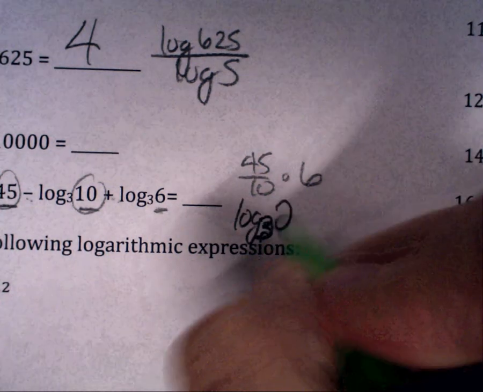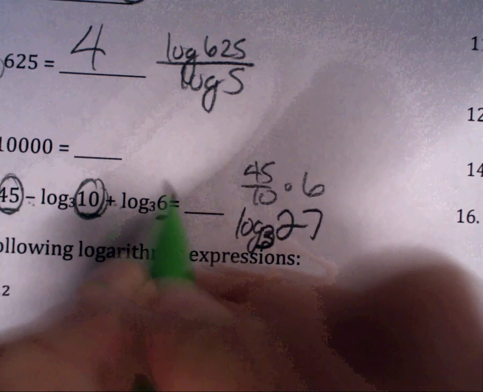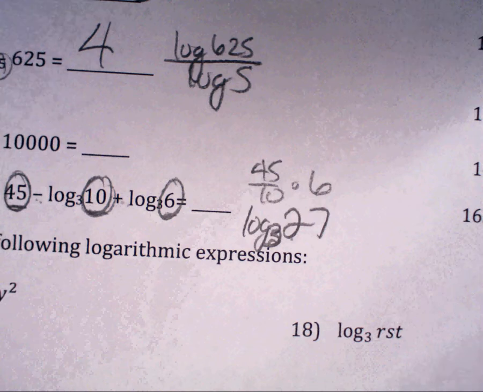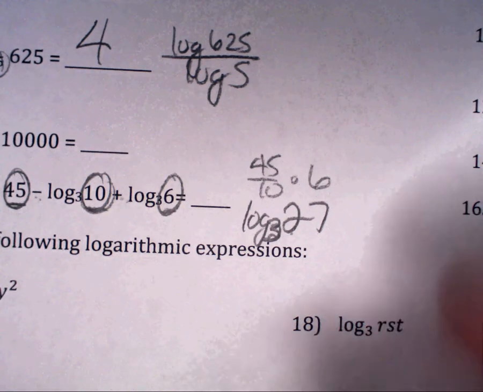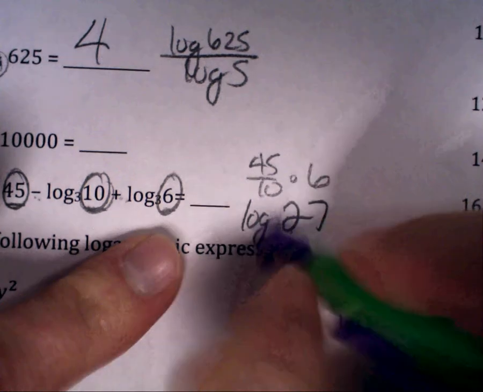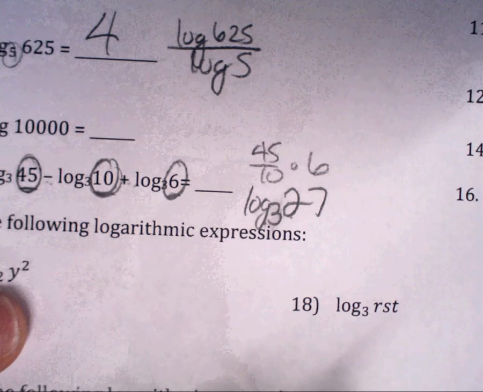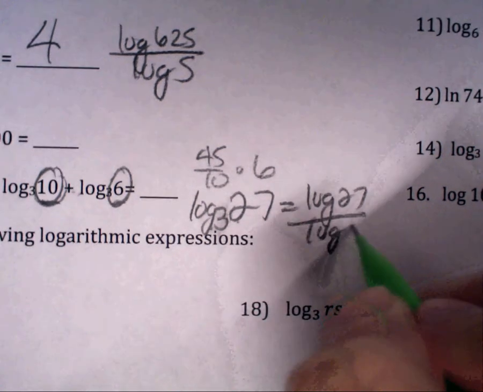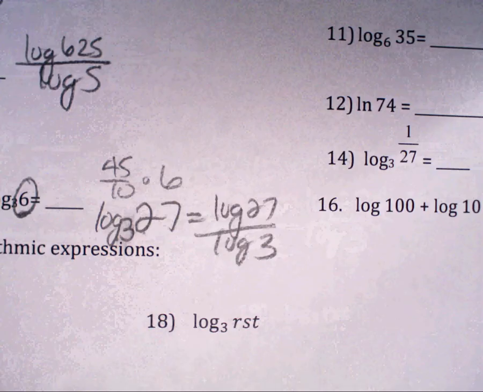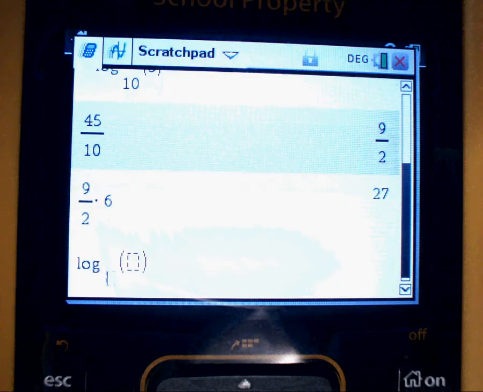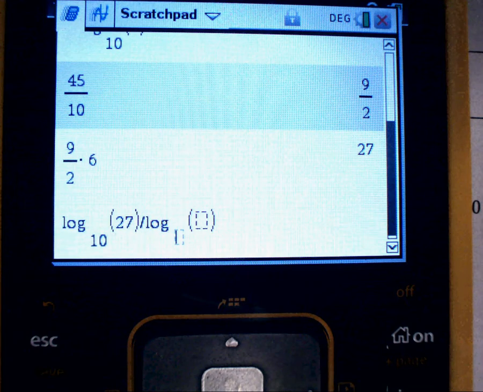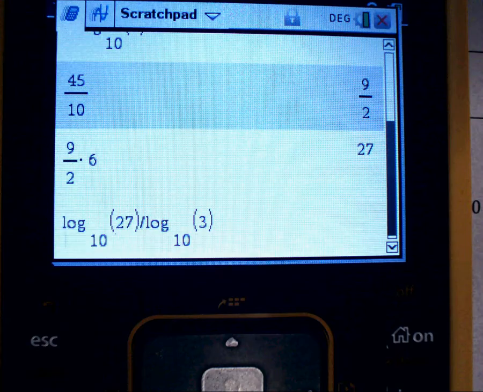All these 3 numbers turned into 27 by using the properties of logs. When we type this, we would go back to typing it log 27 divided by log 3.